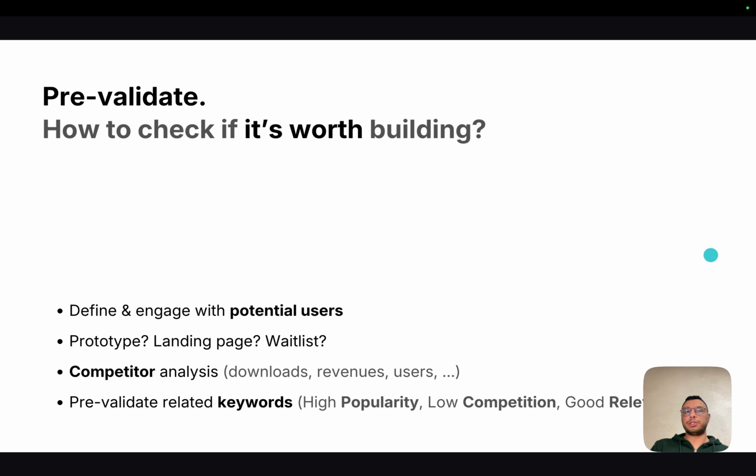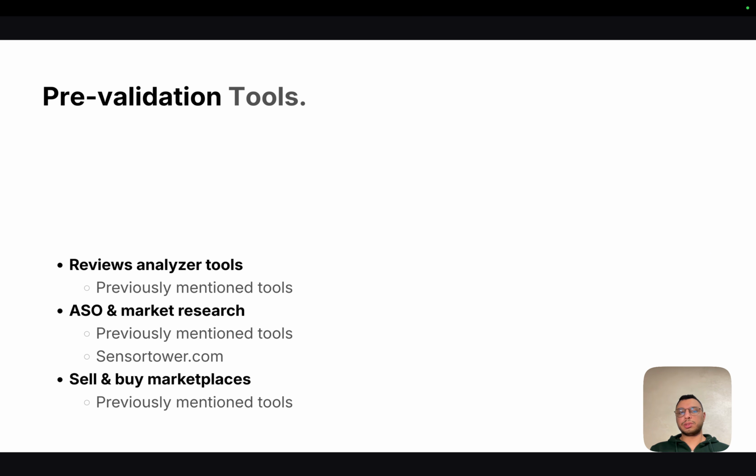So after these steps, for the tools that we can use on this step, there are some tools. We can use the previously mentioned tools for analyzing reviews and for benchmarking and analyzing competitors. We can also use the ASO and market research tools we already mentioned in the other step to research the keywords and to pre-validate and figure out the existing apps. Also, a tool that we can add at this step is Sensor Tower.